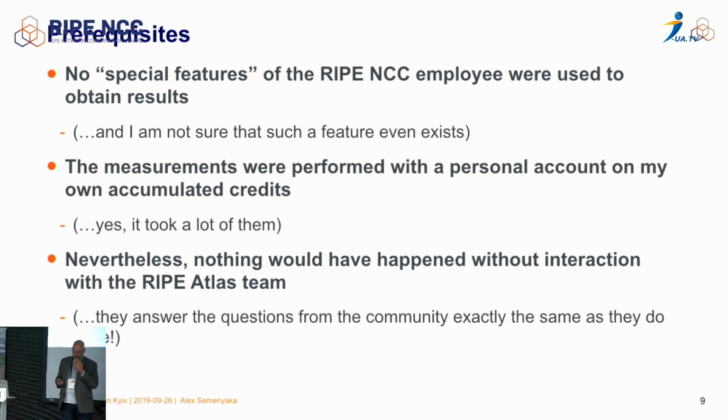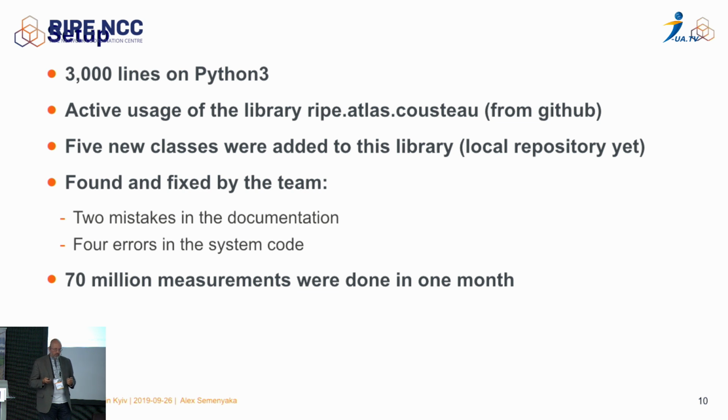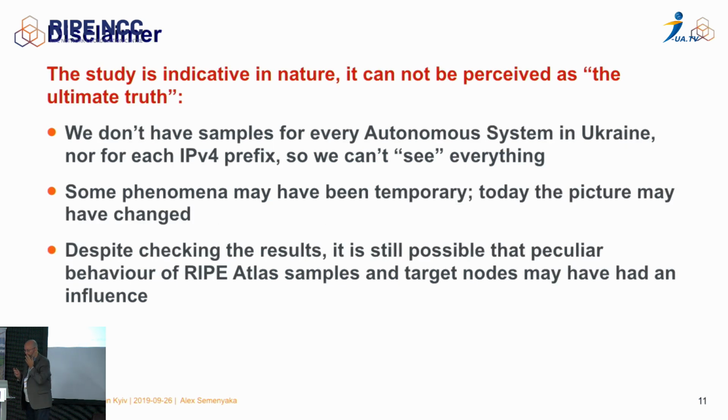So I needed the team's support, but Victor answered my request in the same way as he answers any community member's request. So no special arrangement was required for this exercise. As a result, I have about 3,000 lines of Python that I had to add to our library that is used for Atlas, and basically 70 million measurements were done in 1 month.